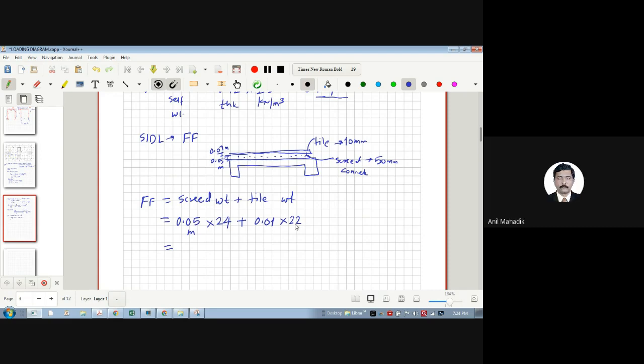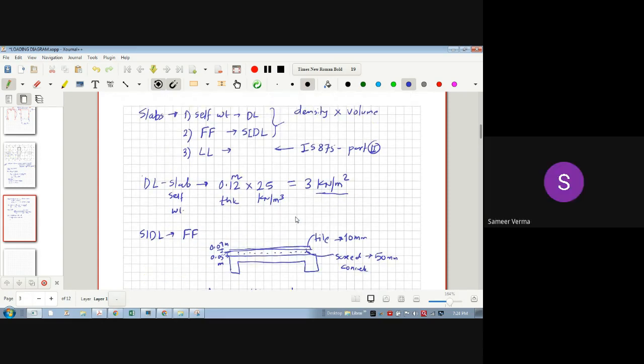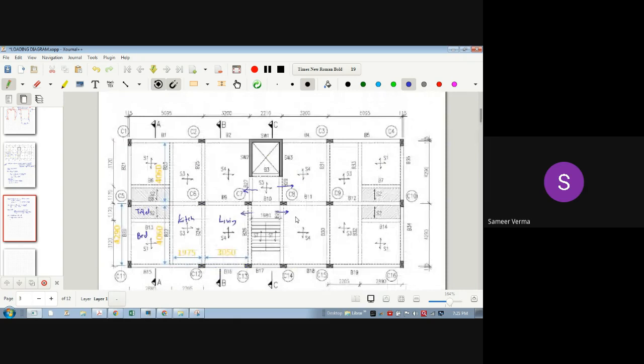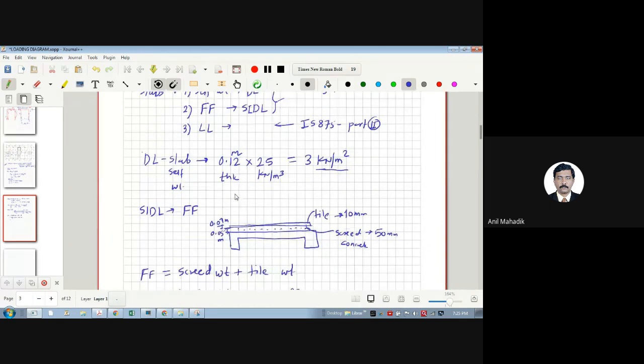Excuse me, sir. Yes. I have a doubt. We are calculating per meter square. Yes. For slab design and for transferring, we are calculating per square meter. So we are not considering any length and width of the slab in this case. I'm only considering thickness. So once I multiply that with thickness into density, 3 kilonewton per square meter. That means for every 1 meter square area, the load is 3 kilonewton. Okay. Yes, sir. Got it.